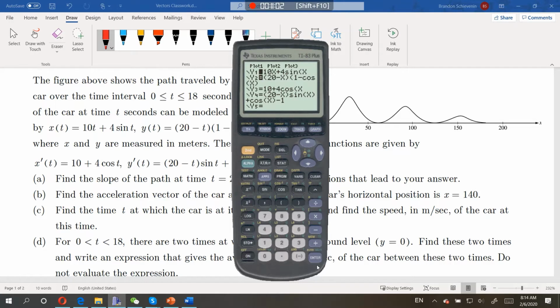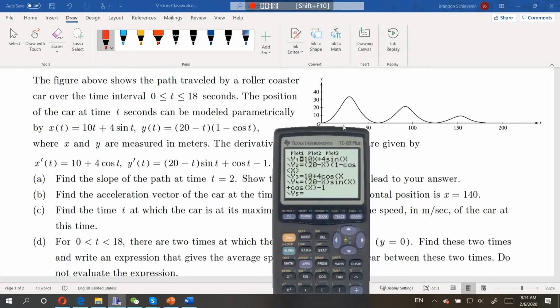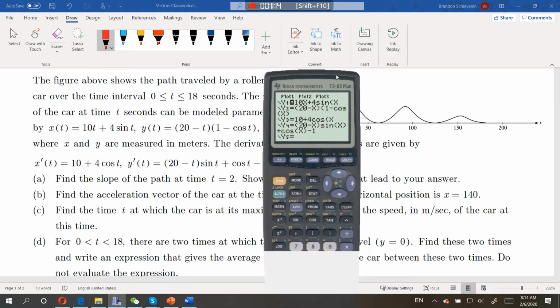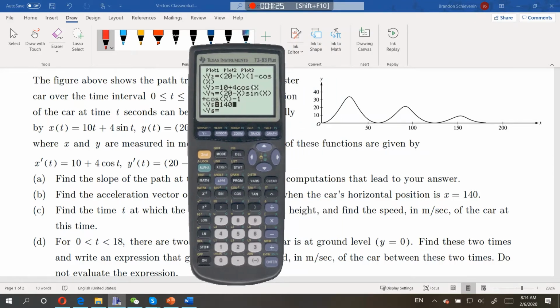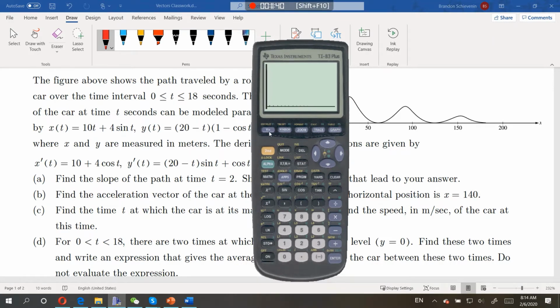I've got up here y1 is 10x plus 4 sine x. It does look like my x value goes all the way to 200-ish, so I'll have to change my window a bit. I'm going to make y5 equal to 140. In the window, my y value right now is showing my x, so this needs to go up to 200. And then my time interval is 0 to 18. So here's our graph.